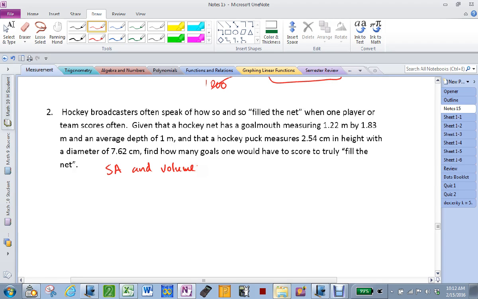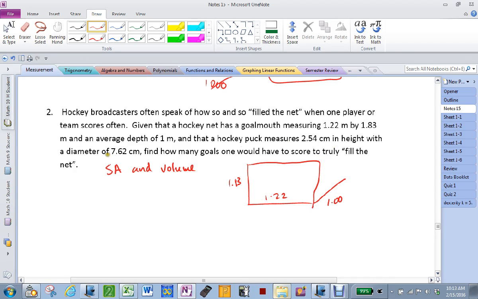So here's how we do it. The hockey net is 1.22 wide. Agreed? Everyone cool? And 1.83 tall, yeah? Now, does it matter about this order? Not really. And it goes back 1 meter. Agreed? So I'm going to write 1.00. Everyone okay with that? All right.